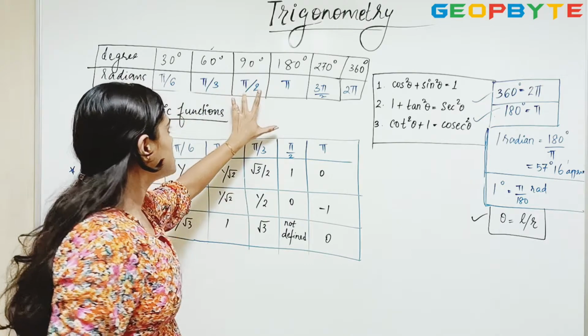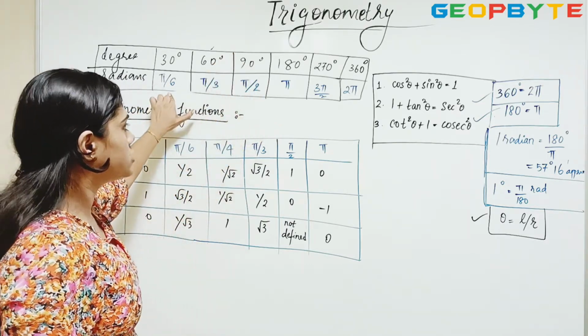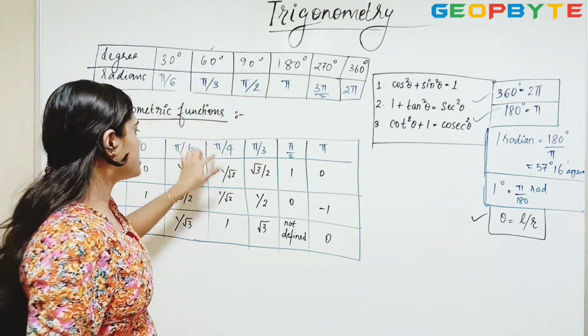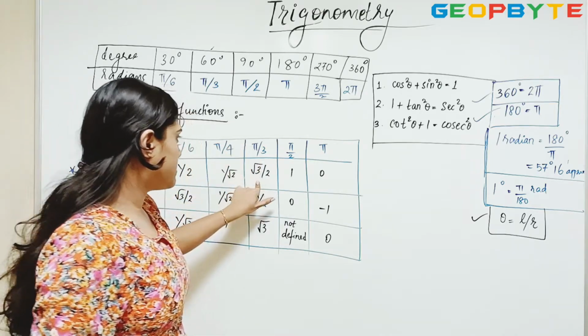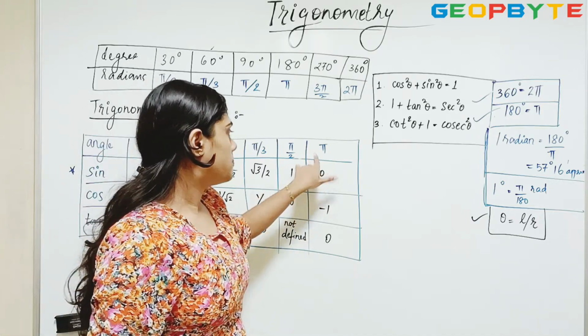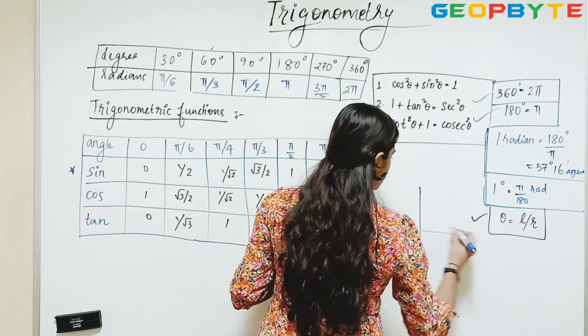Or you can say this is pi by 2. Pi by 2 is 90 degree. Then what would be the half of pi by 2? It will be pi by 4. Half of 90 degree is 45 degree. So pi by 4 is my 45 degree, that is 1 by root 2. And pi by 3 is my root 3 by 2. Pi by 2 is 90 degree, which is 1 maximum. Pi is 0 again. So always keep this circle in mind.